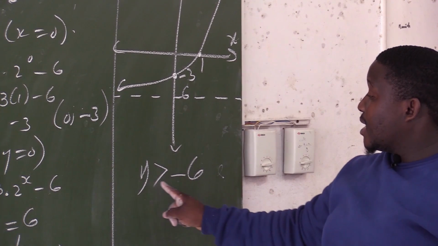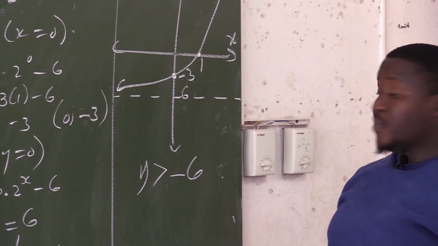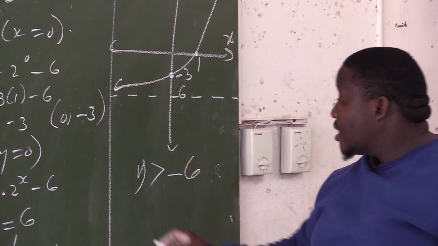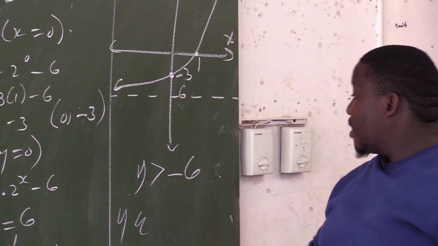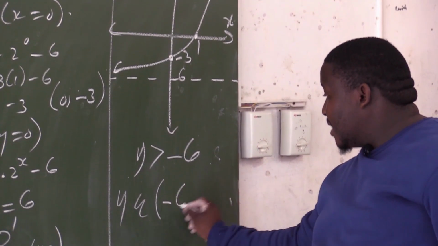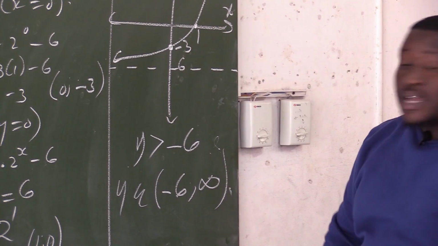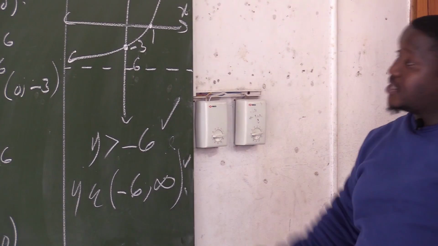Take note, I'm not using an equal sign. Why am I not saying equal to? Because this graph will never touch the asymptote. Another way of writing this range will be to say y is an element of, then you open the curved bracket, minus 6, up to infinity, curved bracket. So this is the range, or that is the range.